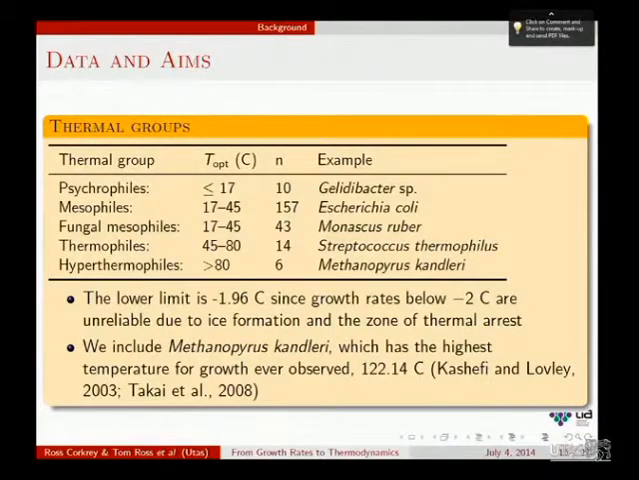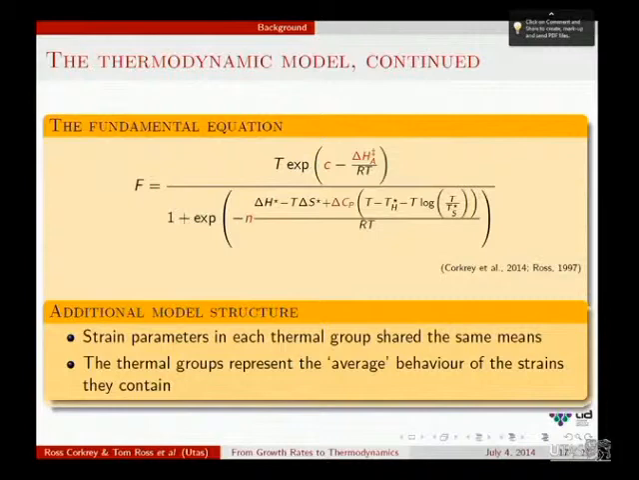It doesn't like growing below 80 degrees. It's uncomfortable. It thinks that's a bit chilly. This is the equation again. Need to put some more structure into it.